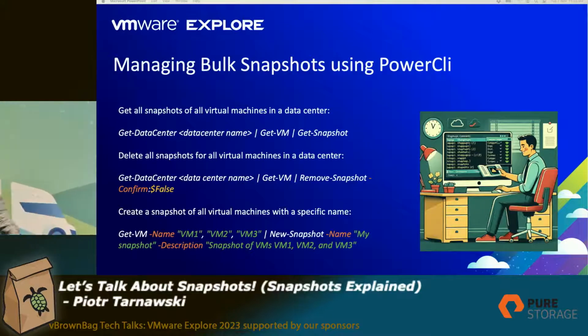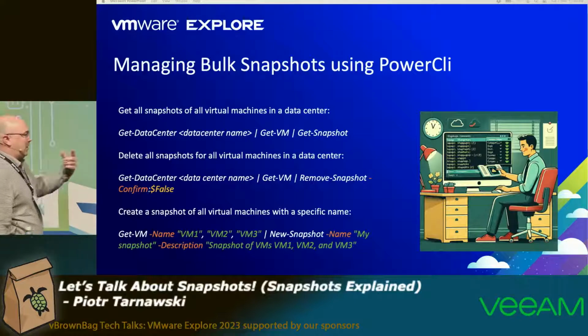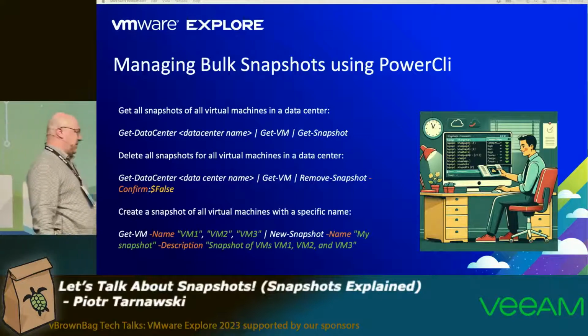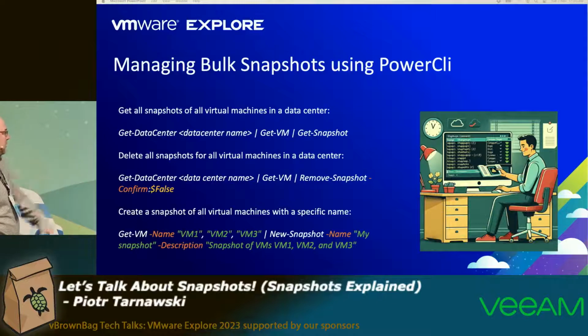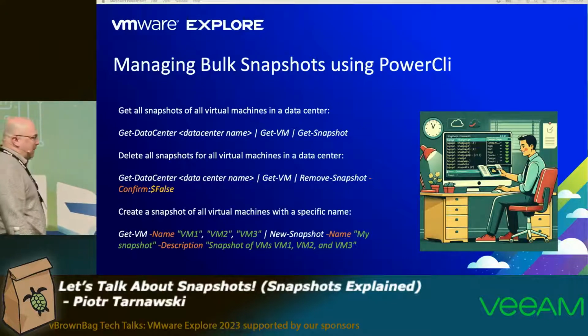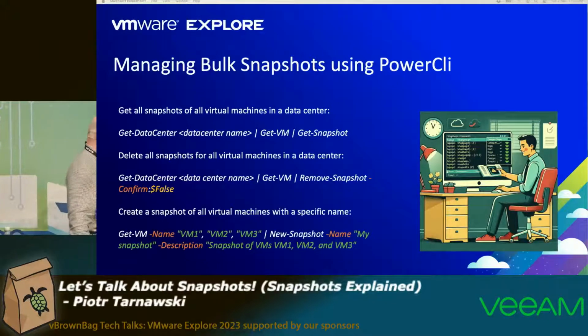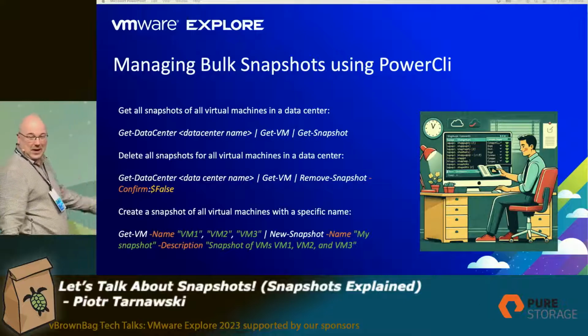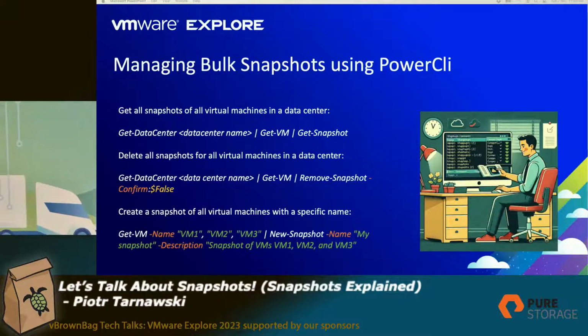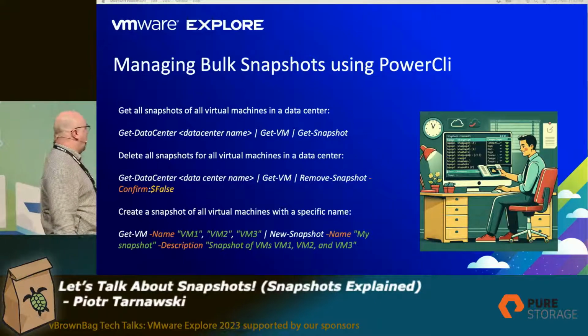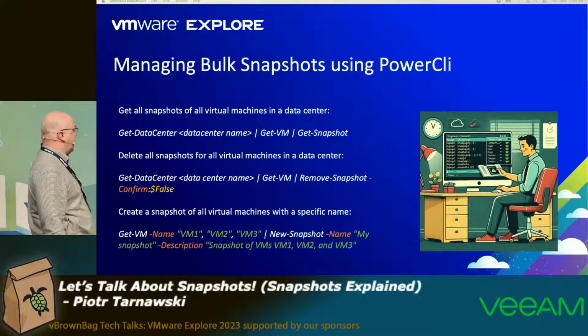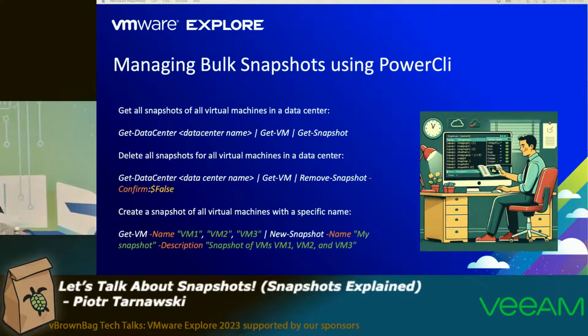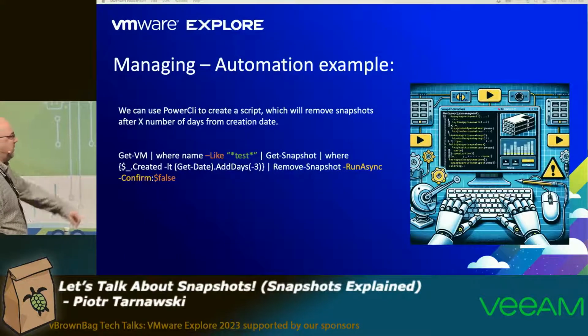If there is a way to go around, we would have to go in a for loop and iterate through those. But this is just for the purpose of showing you that it can be done. So what else? This is deleting snapshots from the data center. But something I want to show you is automating.